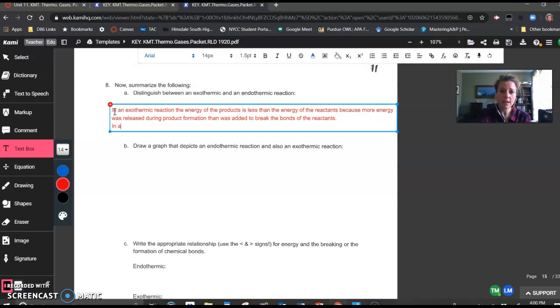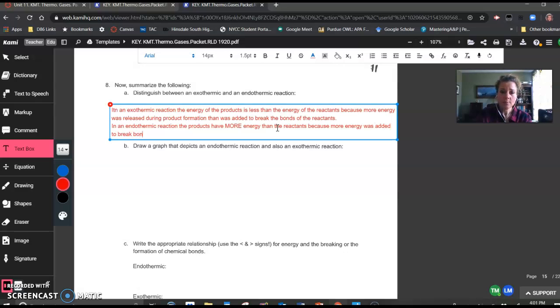And then in an endothermic reaction, the products have more energy than the reactants because more energy was added to break bonds in the reactants than was released during product bond formation. So that's how I would say that in words.